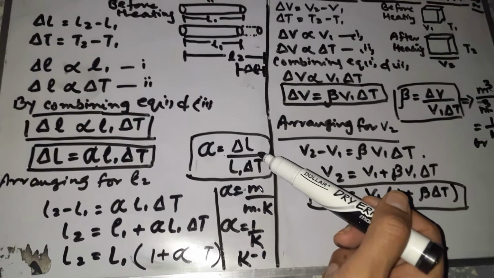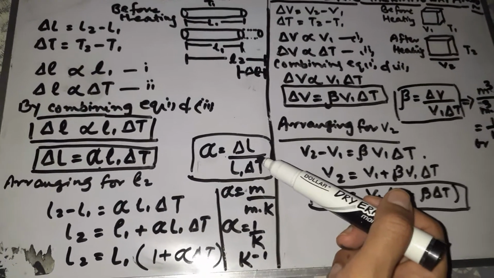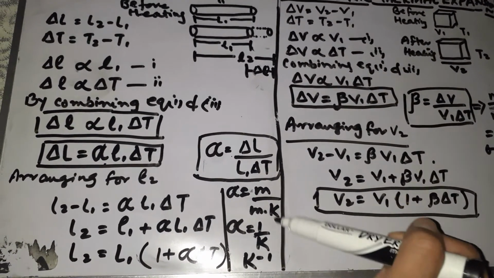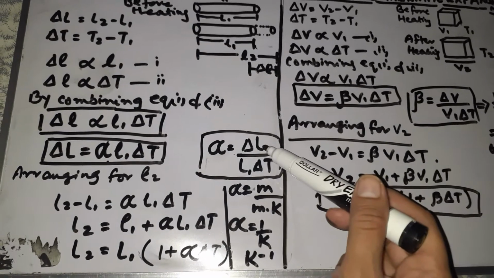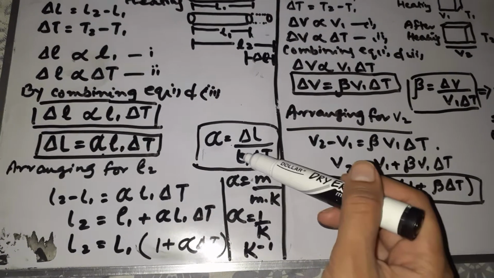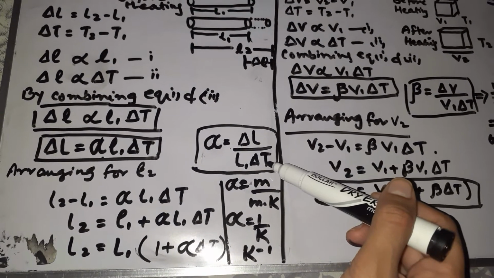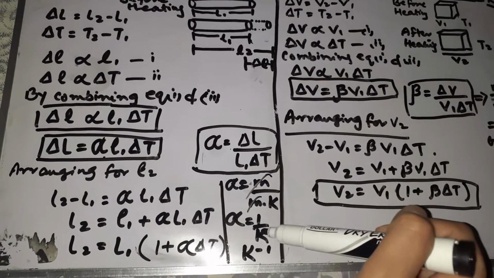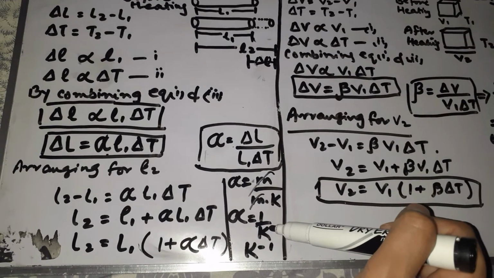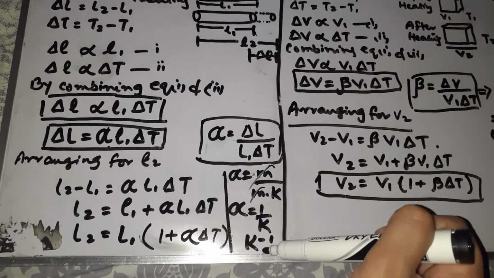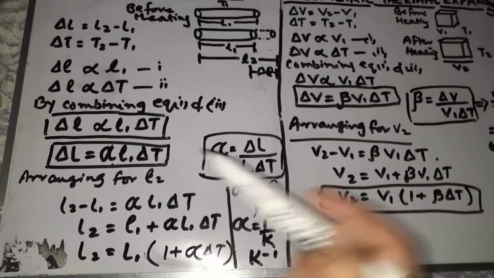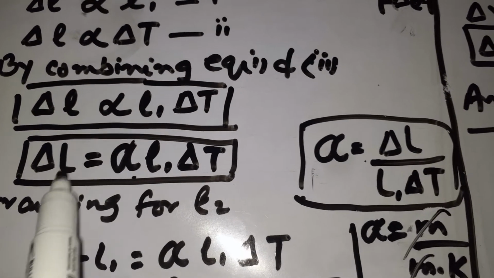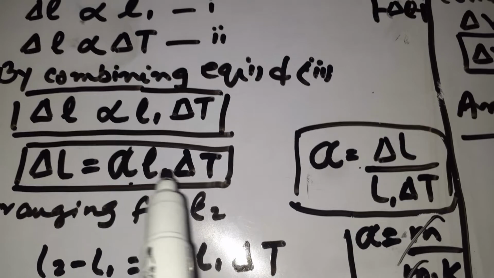If you want to find out the unit of alpha, the coefficient of linear thermal expansion, आप इस तरह भी find out कर सकते हैं. The unit of L is meter, and the unit of absolute temperature is Kelvin. यहाँ मीटर एंड मीटर कैंसिल होगा तो आपके पास बचेगा 1/K. You can write it like Kelvin inverse. Now this is the final equation: delta L is equal to alpha L1 delta T.